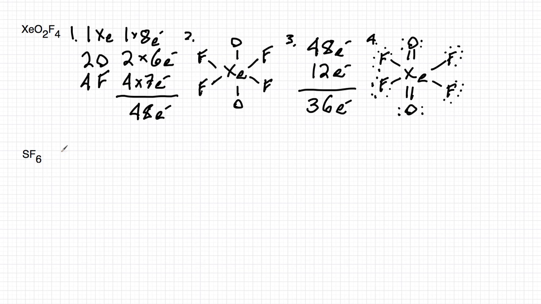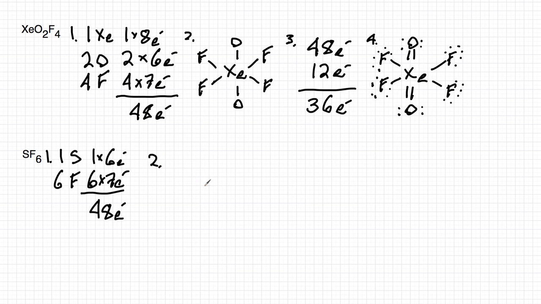So let's see, we've got 1 sulfur. So that's going to be 1 times 6 electrons. And we've got 6 fluorine, so it's going to be 6 times 7 electrons. Well, let's see, that's going to be 42. That's going to be 48 electrons again. For the trial structure, well, we don't have a lot of options. So let's just go ahead and put everything on the sulfur.